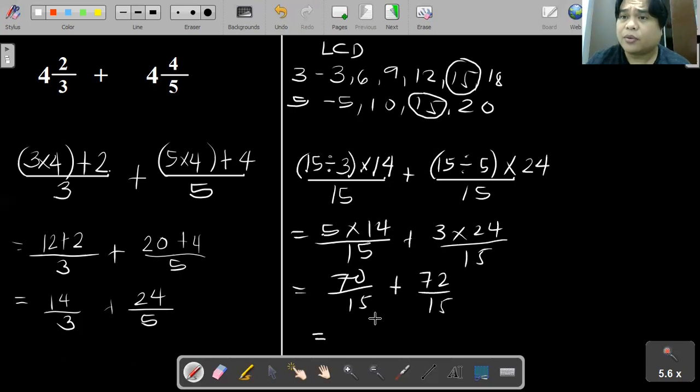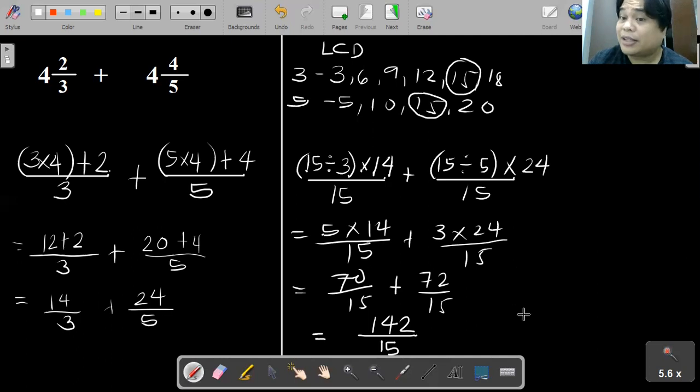Okay. Now, can you directly add them now? Yes, you can. Why? Because they are already similar. So what you will do, you just copy the denominator. You don't add the denominator, okay? You just copy the denominator, and then what you add are just the numerators. So 70 plus 72, you get 142. Okay? So that's our answer.